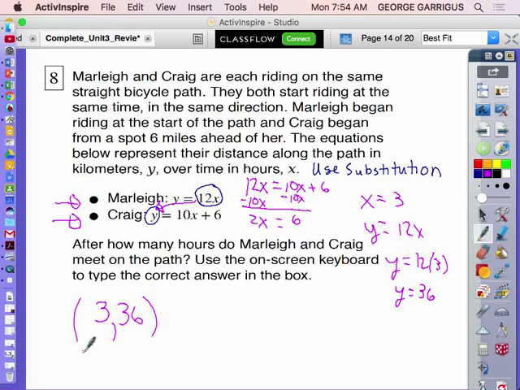After how many hours do Marleigh and Craig meet on the path? So it would be 3 hours and 36 miles.